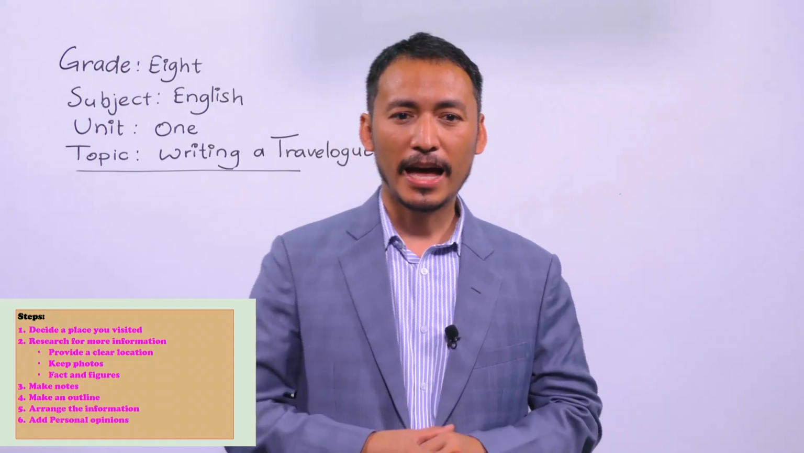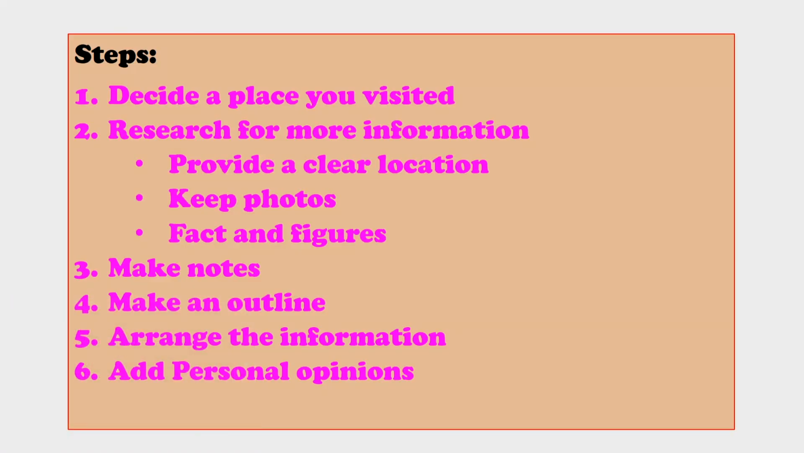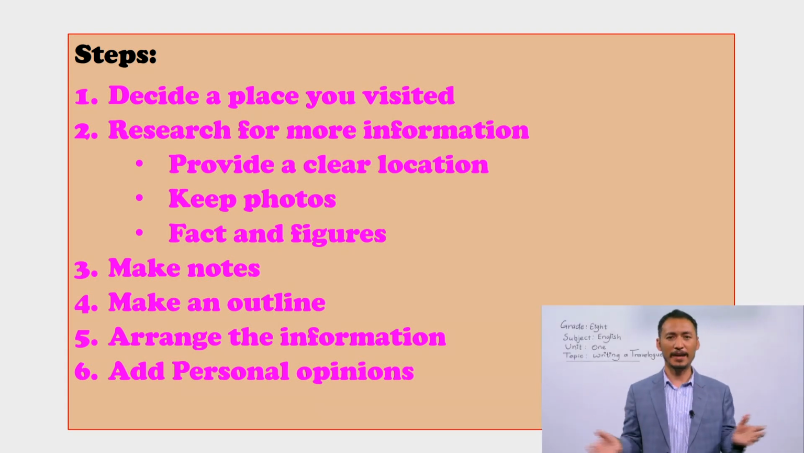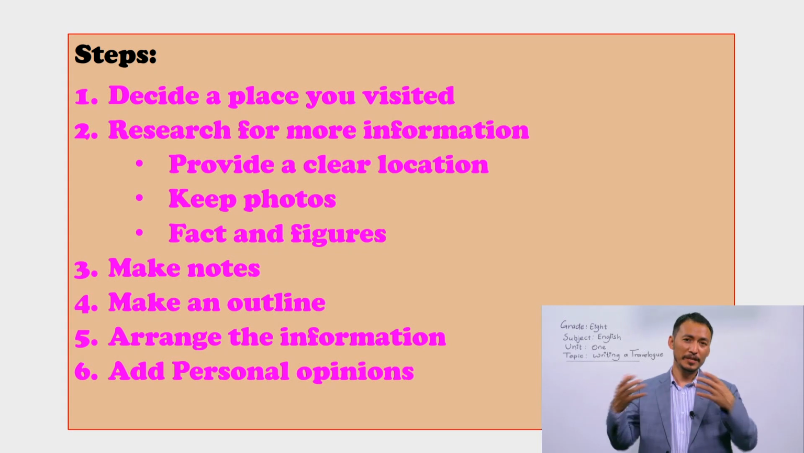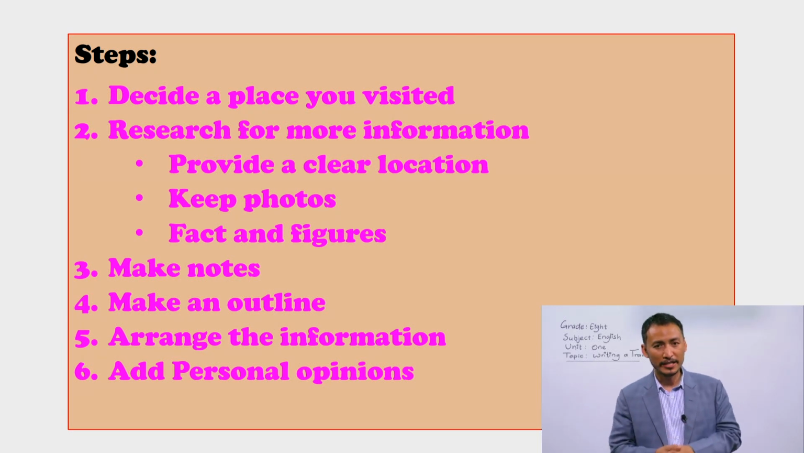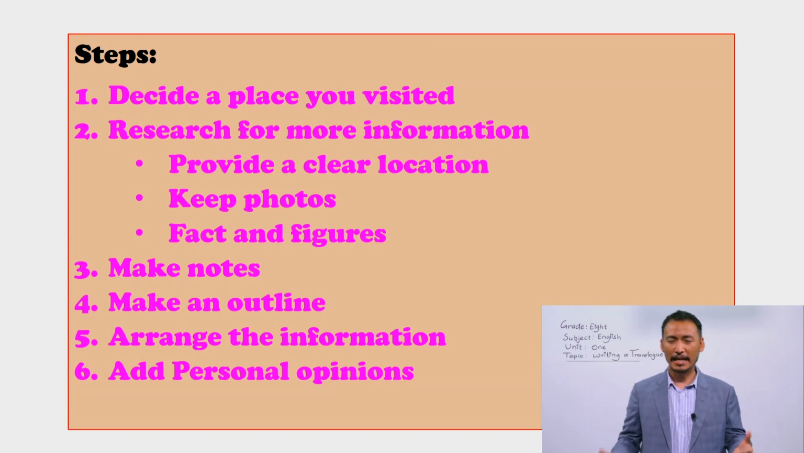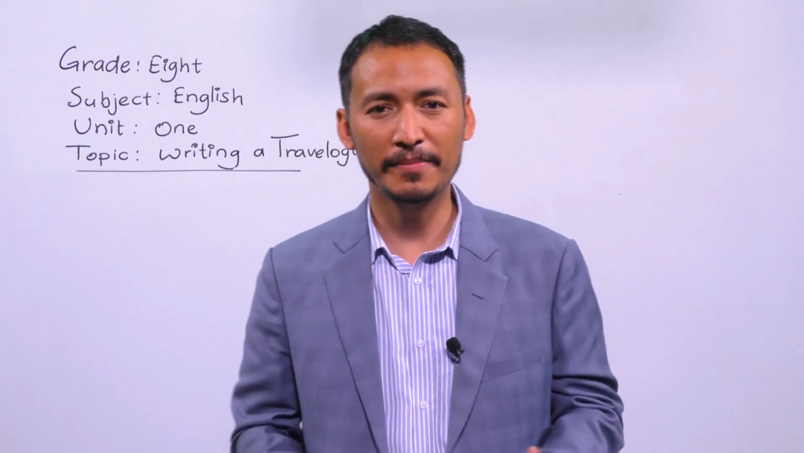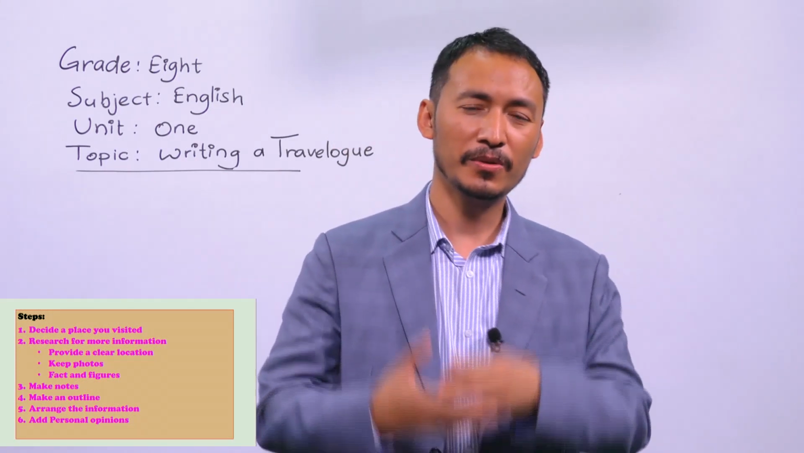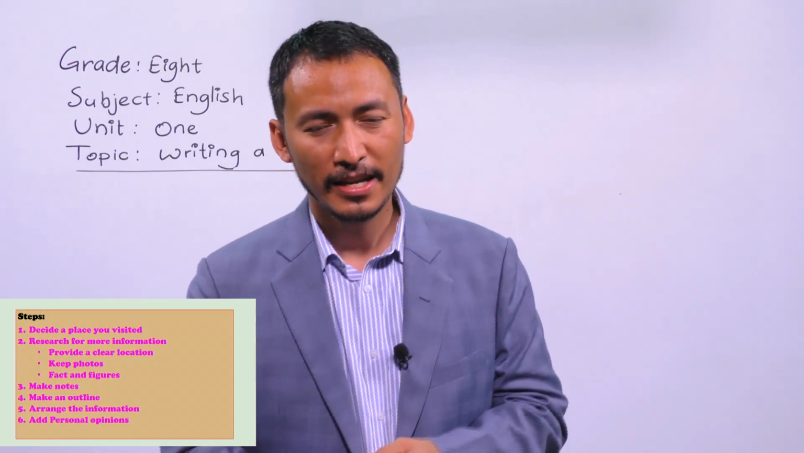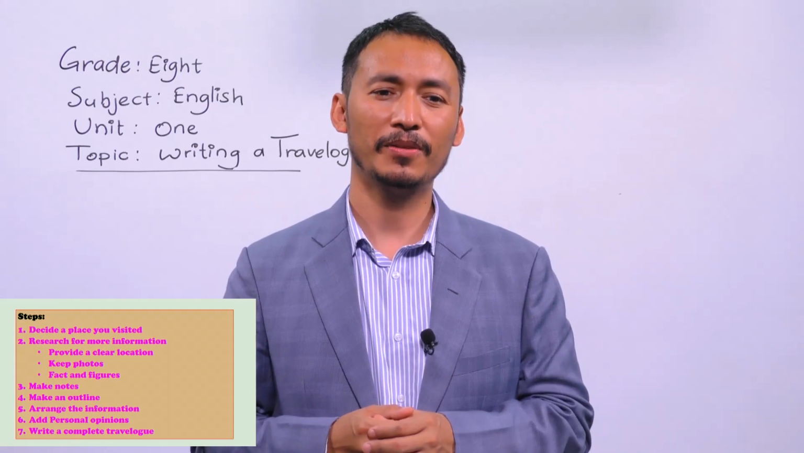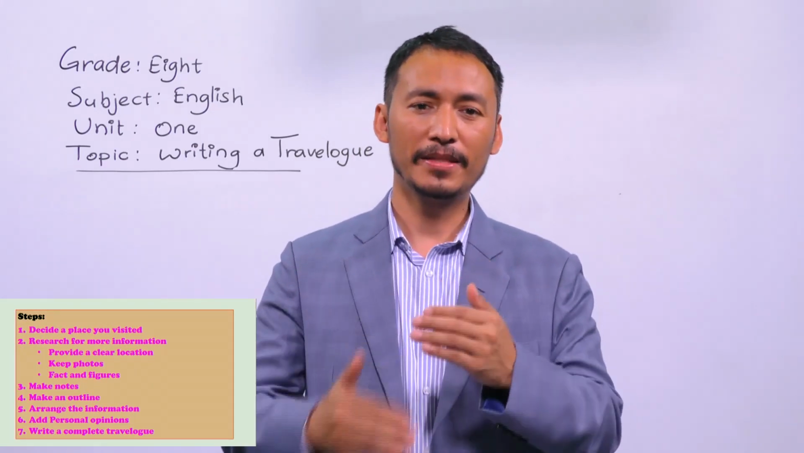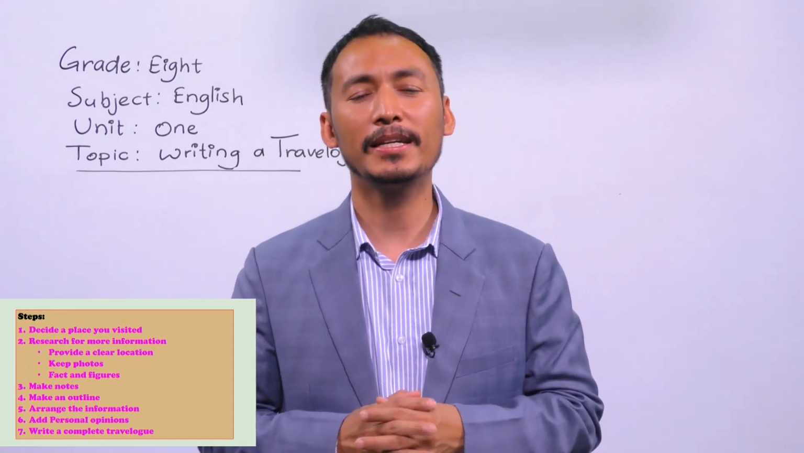Okay, next is add personal information. This is not only the description, about the facts and figures. A travelogue is your emotional expression, your feelings when you visit some place. It gives you pleasure, it gives you experience, it gives you knowledge, and you want to share your inner excitement. So you have to show how you felt, and how you enjoyed that place. So you are going to add your feelings, and write a complete travelogue. You are going to develop these outlines into a complete travelogue.